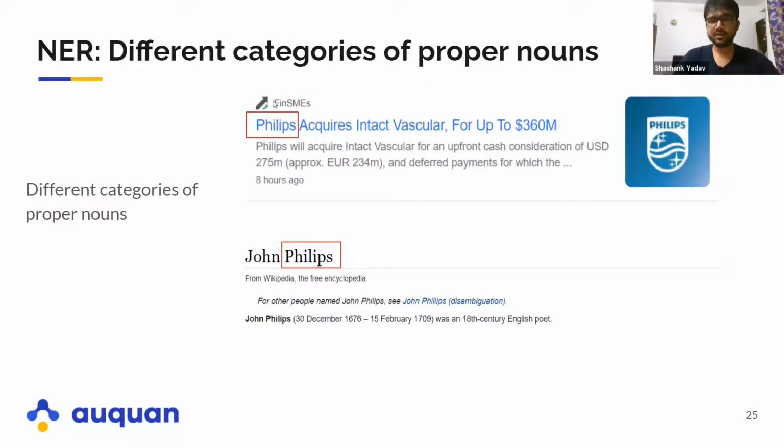But Philips occurs in both of them. In the first one, it happens to be the name of a company. In the second one, it is a person's name. If you directly do a keyword search, it doesn't really differentiate between the two. Your system will fire for both. And if you are directly using that as a signal, you'll trade on a wrong signal.